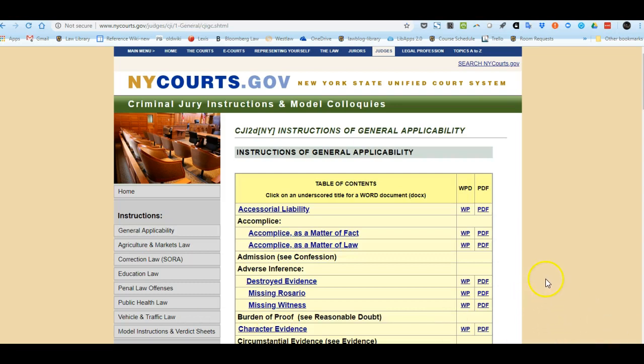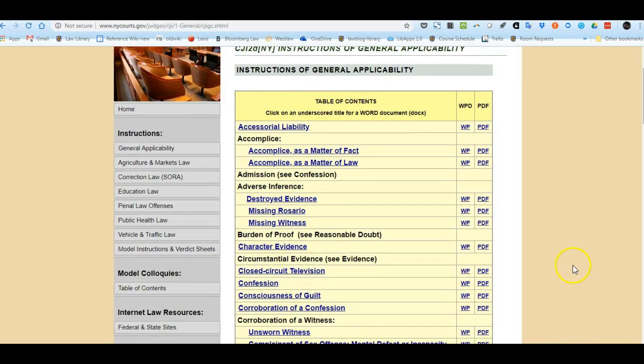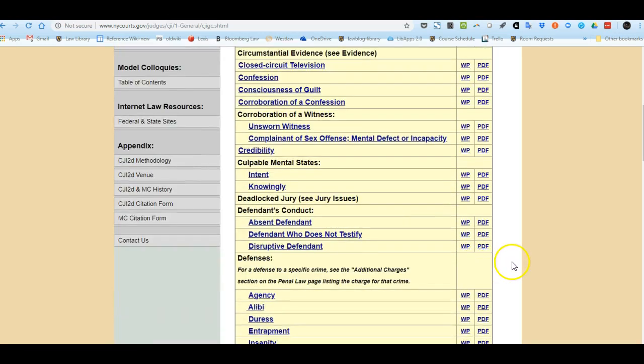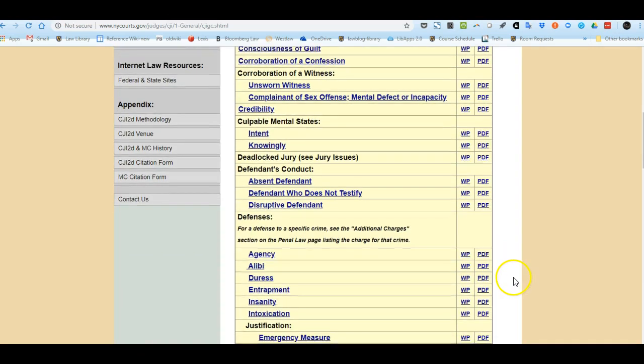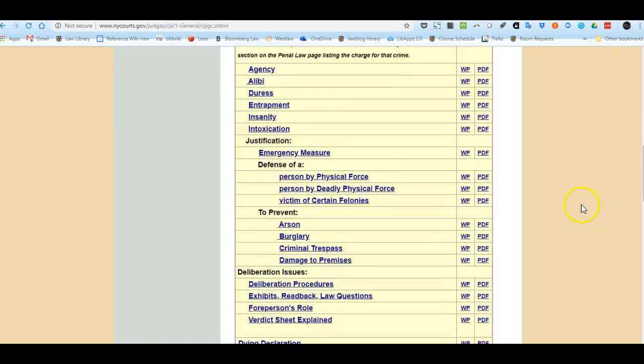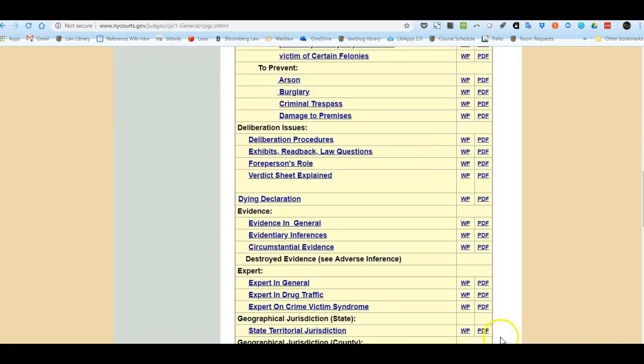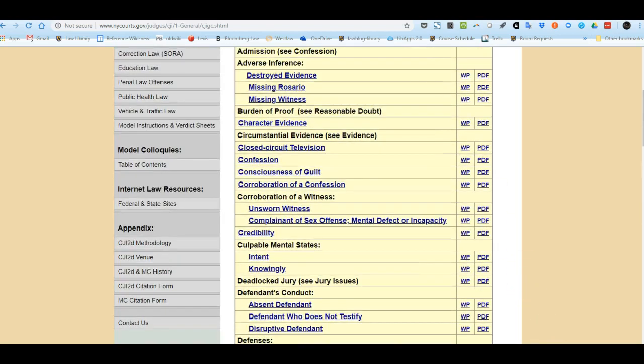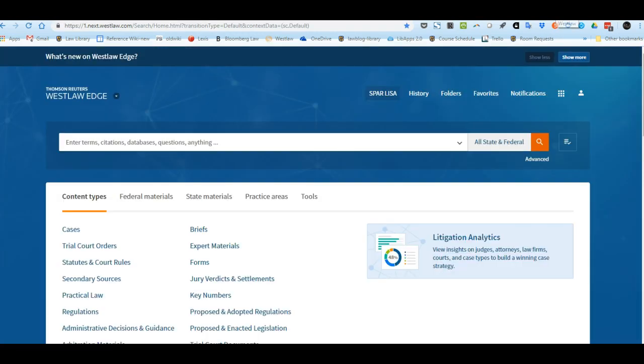And just so you can take a quick look at what I am talking about, here's a table of contents. So here are recommended jury instructions for these particular issues that will come up within criminal court. So what would you recommend to a judge if you were either representing the defendant or the prosecution in these particular offenses? So that's for criminal.